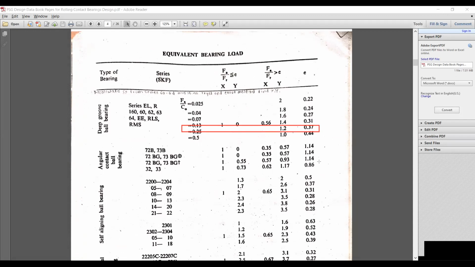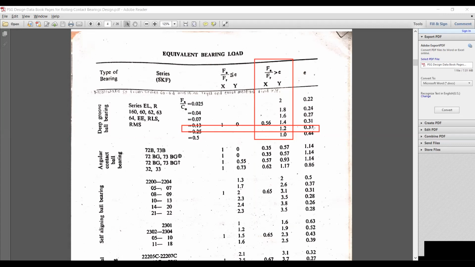Okay, so here our FA upon FR ratio has come out greater than E, because that is 0.81. Okay, so now how will we select the value of X and the value of Y? For X we are referring to this column. For the value of X, refer to this column. We got the value of X: 0.56.